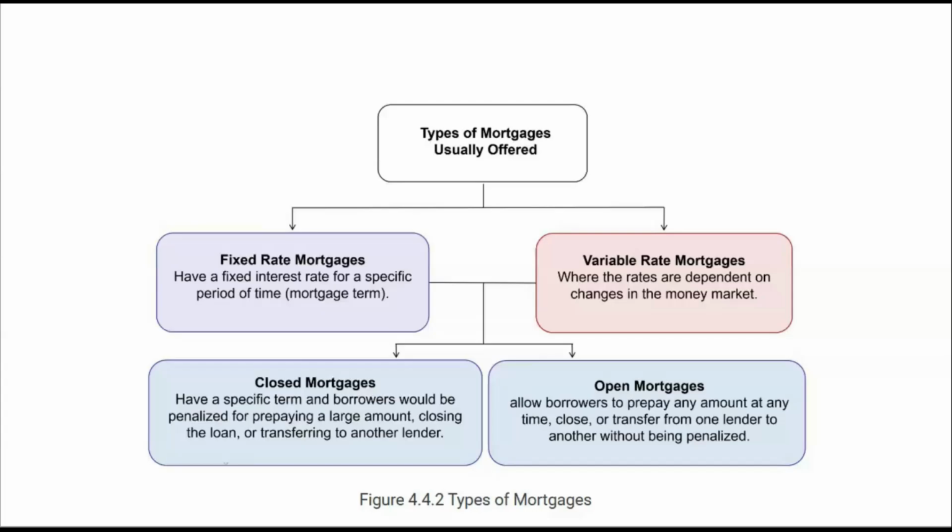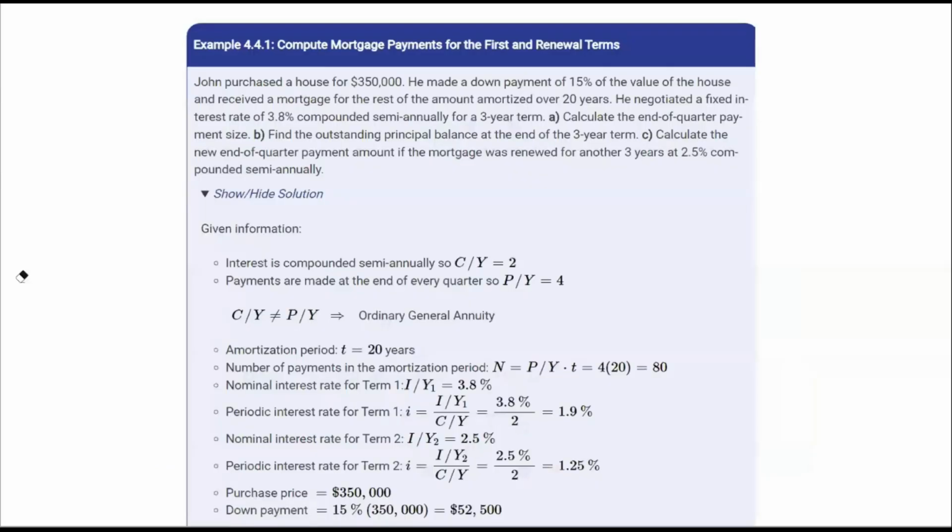All right, you do one problem this year. A little complex, but doable. So, okay, this person purchased a house for 350,000. They made a down payment of 15% of the value, and that's how mortgages work, right? You pay a down payment, and then the bank lends you the rest, and that's what you have to amortize over time. So they have 20 years to pay it off.